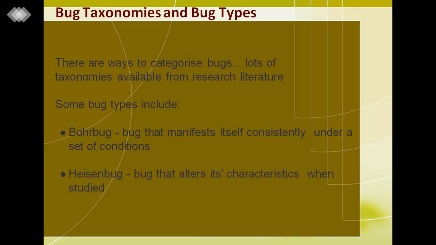So there are ways to categorize bugs. A lot of taxonomies are available in research literature. Some bug types include Bohr bug and Heisenbug. In Bohr bugs, the bug manifests itself consistently under a set of conditions. In Heisenbugs, the bug alters its characteristics when studied.